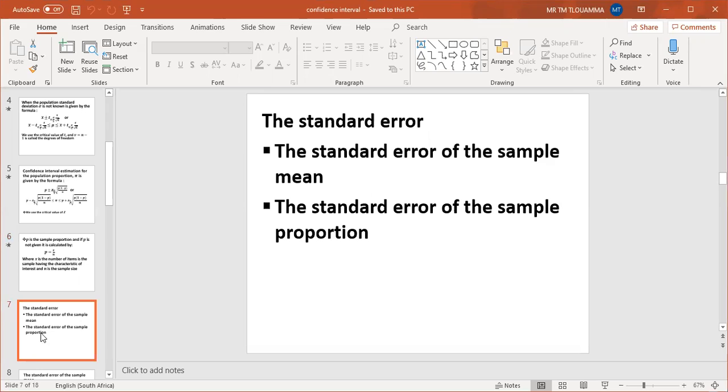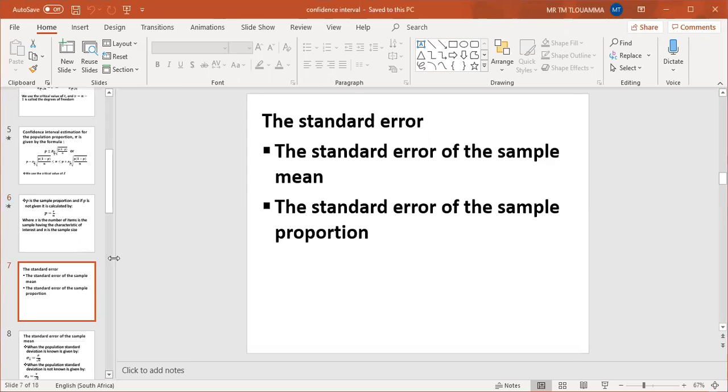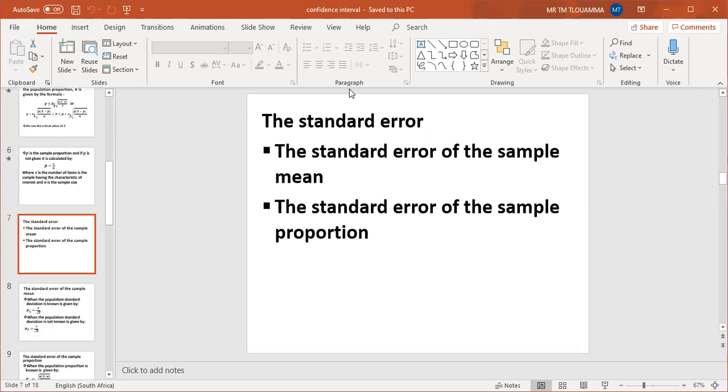Now we're moving to the standard error. We have the standard error of the sample mean, and we also have the standard error of the sample proportion. With the standard error, we also have formulas that we're going to use, the two formulas that we are going to use.